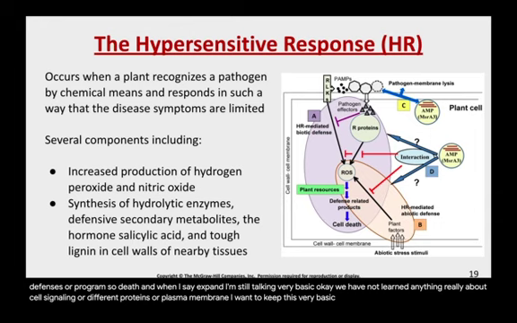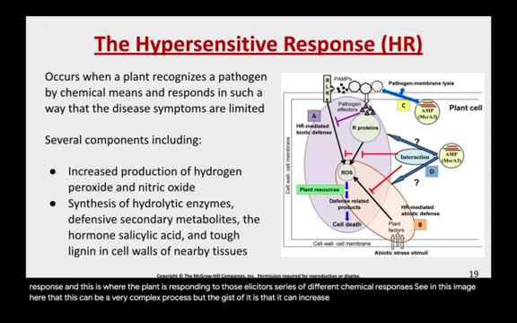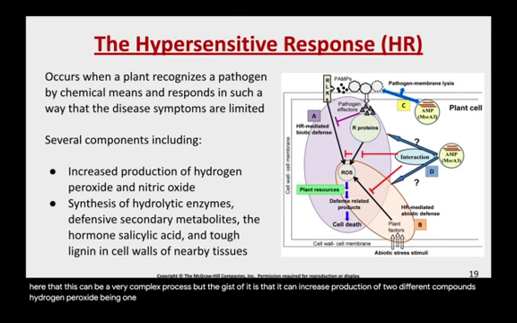Plants can have this response called the hypersensitive response. This is where the plant responds to those elicitors with a series of different chemical responses. We can see in this image that this can be a very complex process, but the gist of it is that it can increase production of two different compounds, hydrogen peroxide being one and nitric oxide being another. These compounds will lead to some specific cell responses that we'll see on the next slide.